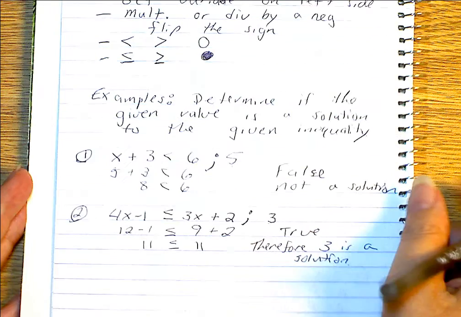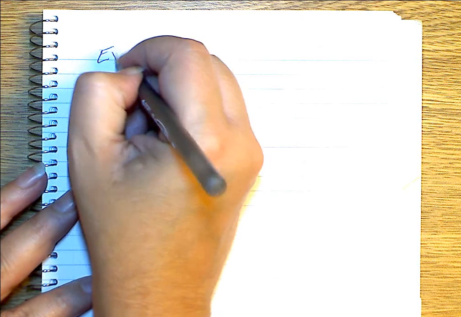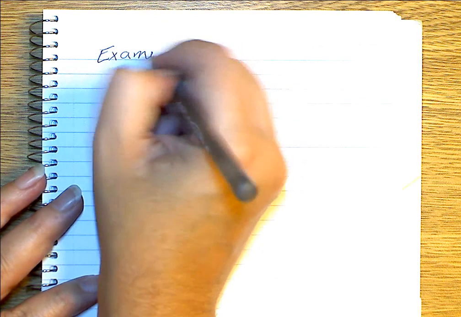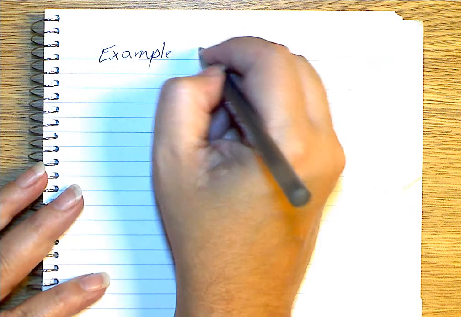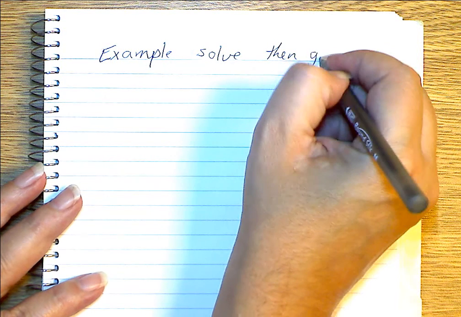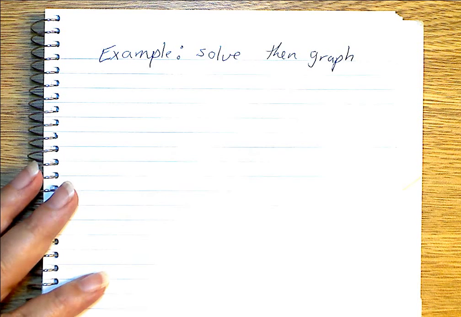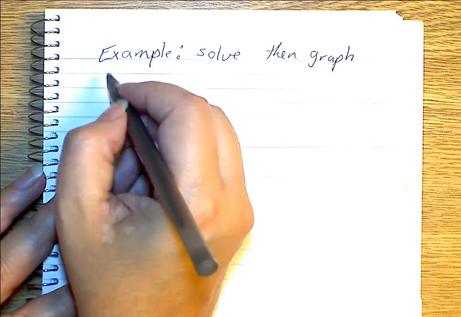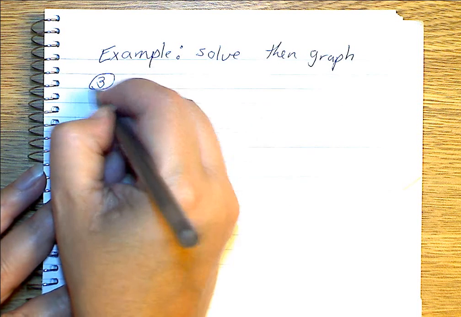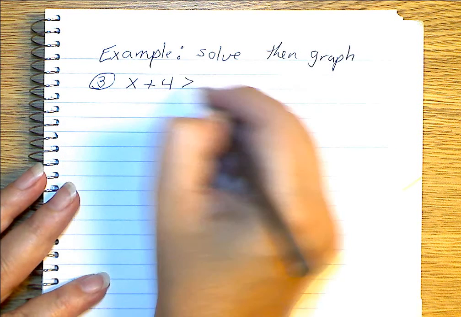Now the next thing we are going to do is solve and graph. So we're going to do examples of solving and graphing. So we have number 3: x plus 4 is greater than 7.